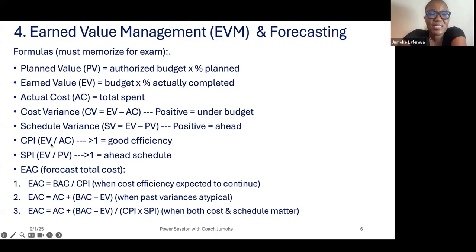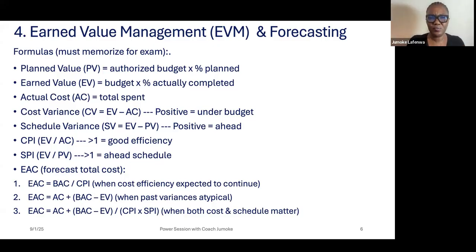And the cost performance index, if you divide it and it is greater than 1, it means the actual cost is lower than earned value. If you divide 2 by 2, it's 1. So it's not lower, it's not higher. But if you divide 3 by 2, where 3 is the EV and 2 is the AC, the actual cost, you have 1.5. It means the actual cost is lower than EV. So you are doing well, because what the CPI and the SPI are measuring is the efficiency.